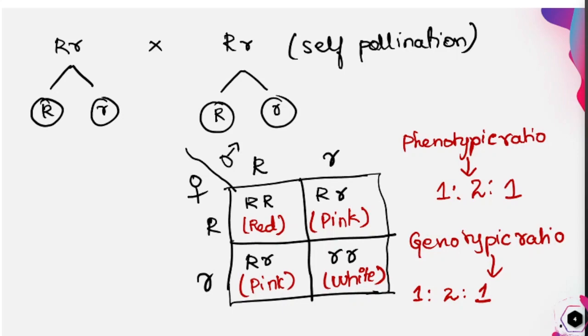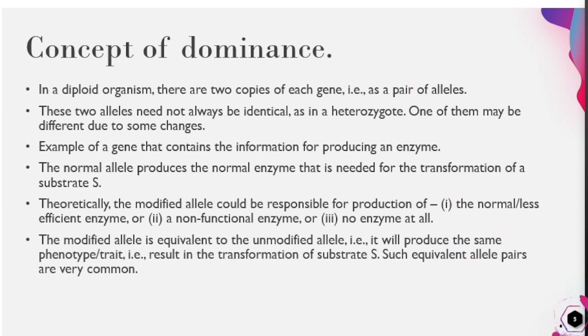Our next concept is the concept of dominance. It is also quite an important topic. So what does the concept of dominance actually mean? See, in a diploid organism, there are two copies of each gene, that is, a pair of alleles. What is a diploid organism? A diploid organism means an organism that has 2n, where n is the number of chromosomes, right? So diploid organism means 2n. What is a haploid organism? Just n.